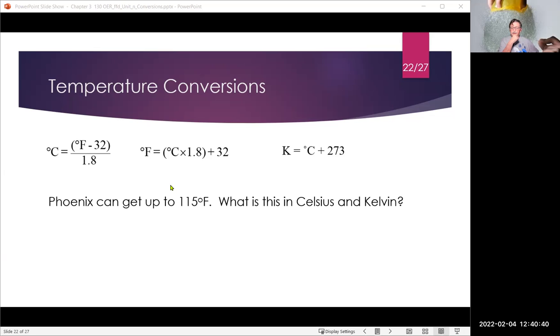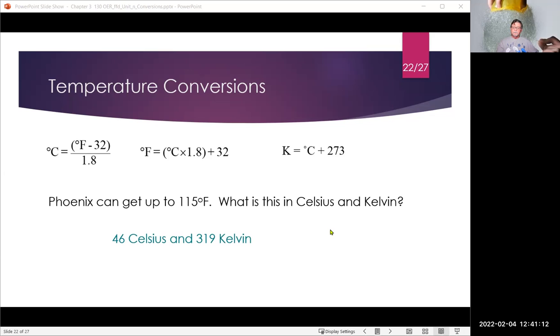With respect to Fahrenheit, if you have Celsius, you take Celsius, multiply by 1.8. You may need to hit equal and then add 32. Depends on your calculator. Try it. And then finally for Kelvin, simply take Celsius and add 273. So Phoenix, for example, can get up to 115. Try the calculation and see if you come up with 46 Celsius and 319 Kelvin.